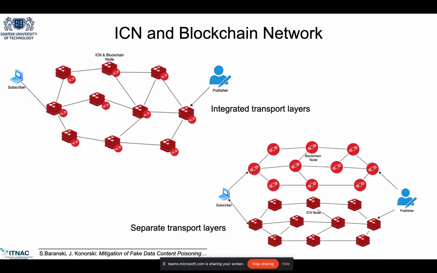Our framework does not constrain where the blockchain layer should be deployed. We consider two scenarios. One in which the ICN transport layer and blockchain trust layer are integrated, running in parallel on the same network nodes. Alternatively, those layers can be allowed to run separately, achieving better portability across different ICN solutions and relieving the network operators from installation of blockchain node functionality.